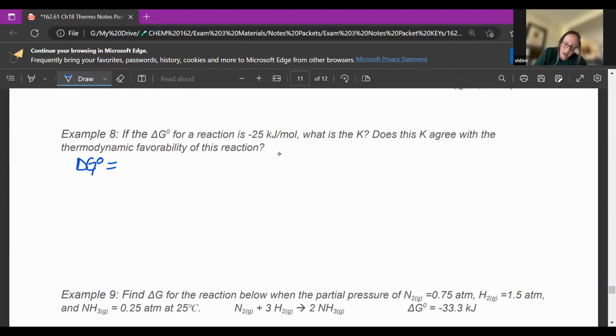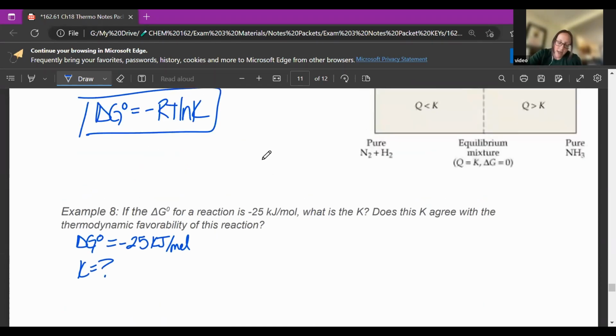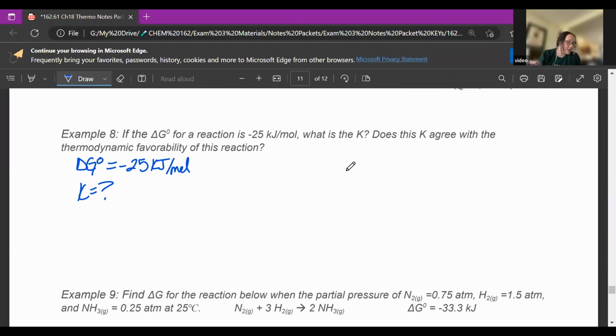Delta G is negative 25 kilojoules per mole. What is the K? So I'm looking for K. So I need an equation that has delta G naught and K. Well, I have that one right here. So all I'm going to do is plug and chug and solve for K. All right, so I would do negative 25 kilojoules per mole.